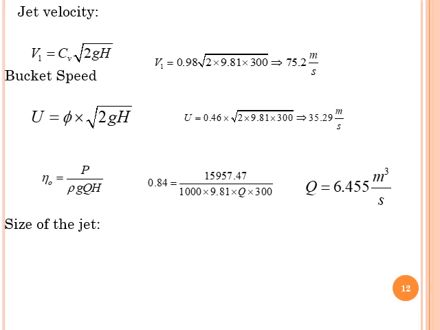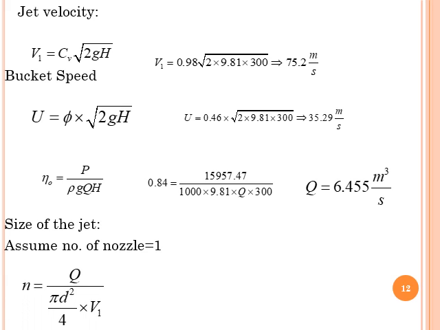Next, the size of the jet. Assume the number of nozzles is 1. The size of the jet is calculated using the discharge expression. The discharge is equal to the number of jets into area of flow into velocity of flow. So n is equal to Q divided by area into velocity of flow. After substitution, you will get the diameter of the jet as 0.331 meter.